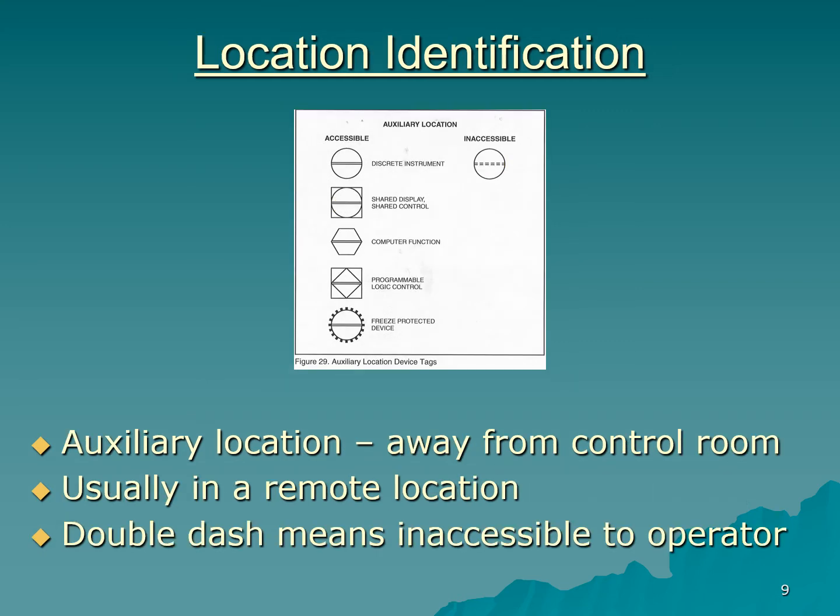Auxiliary location, same concept. Dashed lines and 2 single lines mean it's accessible or inaccessible. Usually it's a remote location away from the control room. It could be in a motor control center, it could be in a cabinet somewhere, or one of the other places.